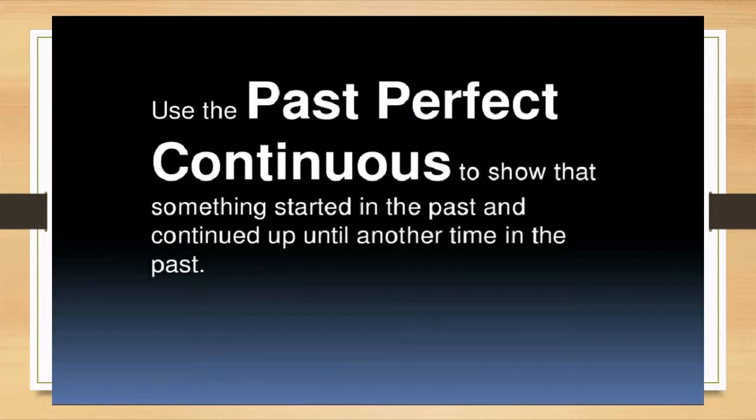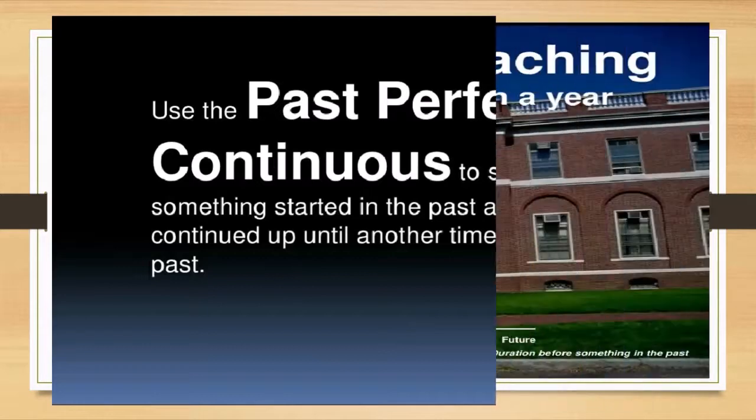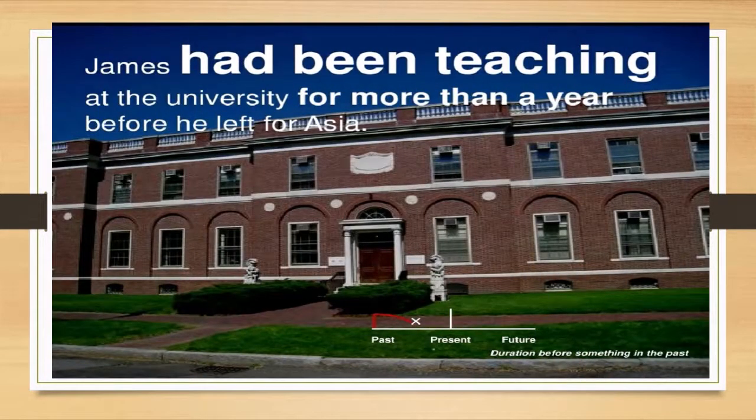Past perfect continuous. Something started in the past and continued up until another time in the past. Started in the past and continued up until another time in the past. For example, James had been teaching, had been. That means you have to use been with had and the verb with ing, at the university for more than a year before he left for Asia.